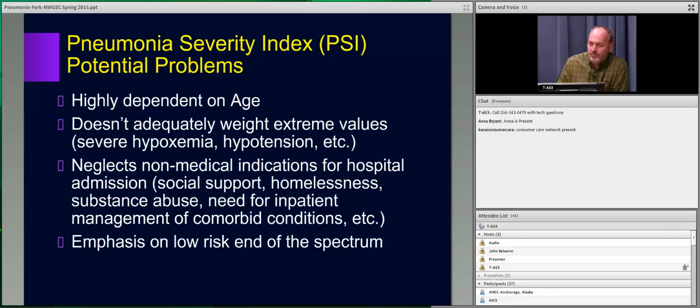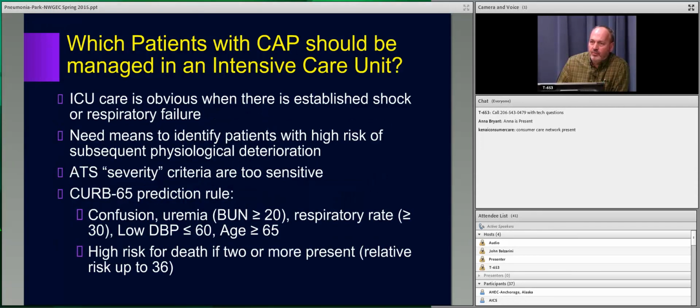Okay, so nevertheless, if someone scores low on the PSI, it probably warrants careful consideration for managing them as an outpatient rather than admitting them to the hospital. And it's really emphasizing the low end of the spectrum. Okay.